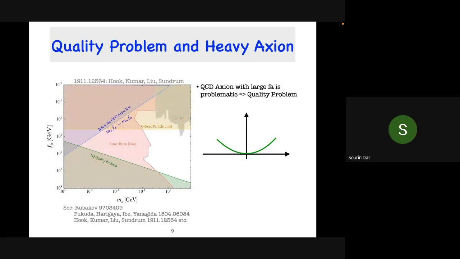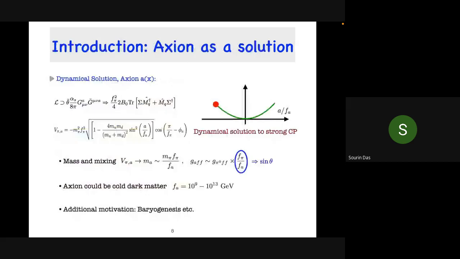So, Sabyasachi, again, maybe I missed it. Sorry for the interruption. No, no, it's okay. The mixing angle, what is mixing with what? These are like flavor mixing?